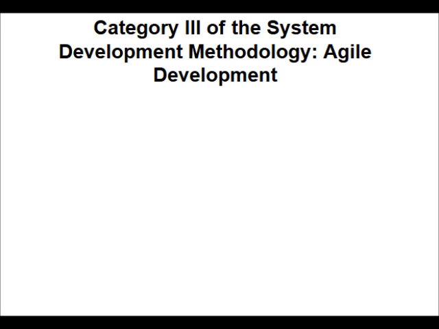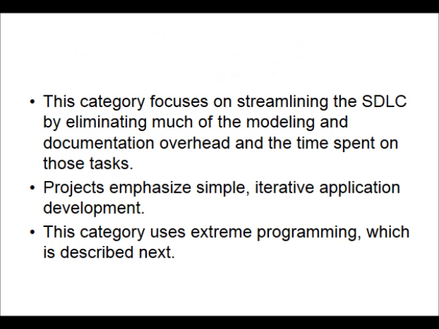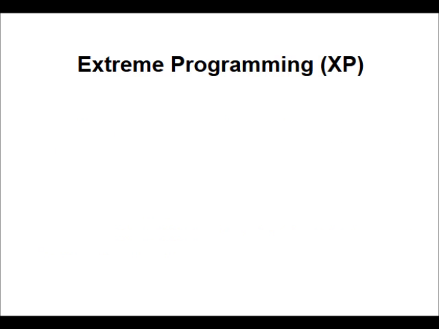Category 3 of the system development methodology is agile development, which is currently used by most companies. This category focuses on streamlining the SDLC by eliminating much of the modeling and documentation overhead and the time spent on those tasks. Projects emphasize simple, iterative application development. This category uses extreme programming, which is described here.